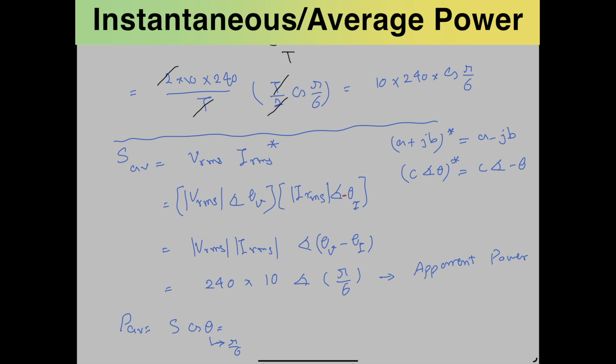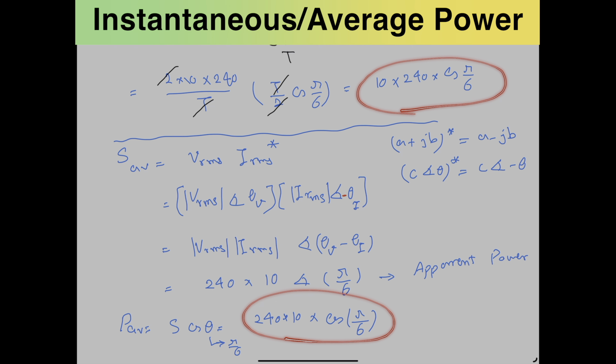And it doesn't really matter whether we put it a plus pi over 6 or a minus pi over 6. Essentially, it's all going to be cos of that value. So 240 times 10 times cos of the angle between them, which is pi over 6, is going to be our answer for the P average. As you can see here, how easy it is compared to the arduous method we used before, and we finally got to the same answer of the average power.